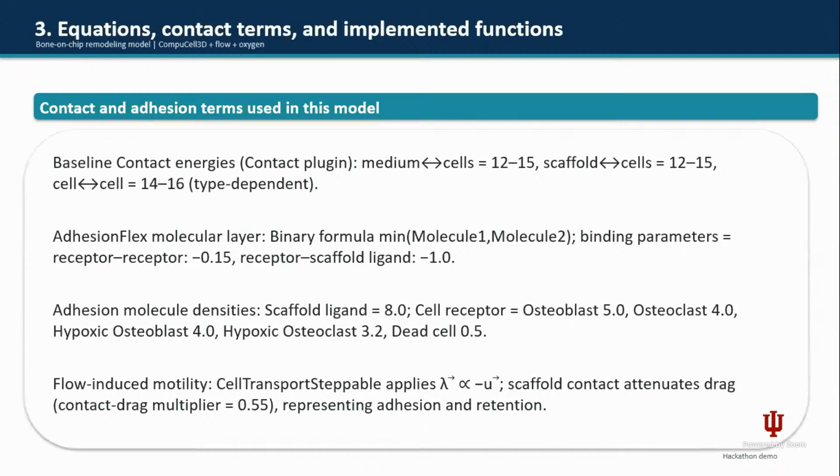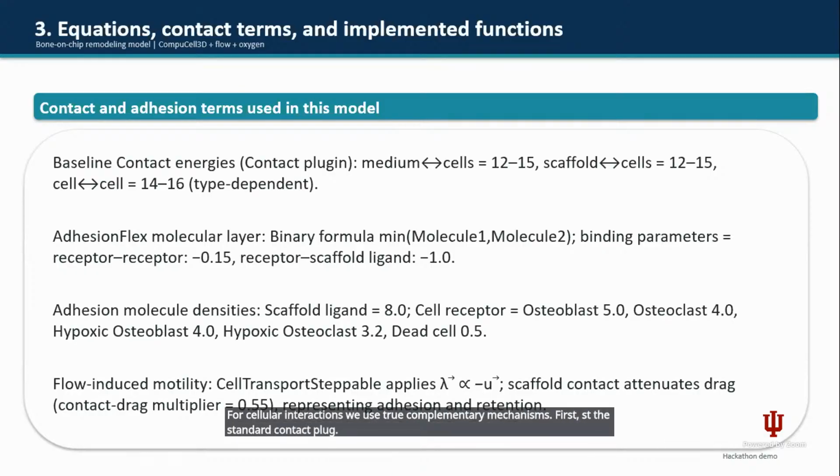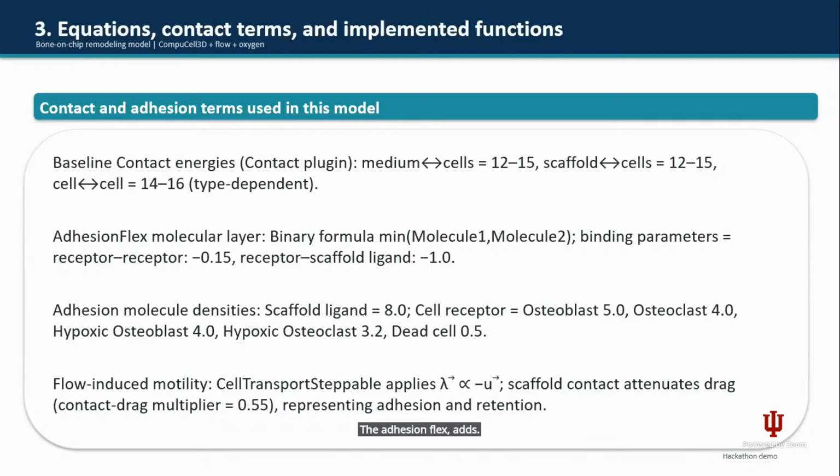For cellular interactions, we use two complementary mechanisms. First, the standard contact plugin defines baseline interfacial energies between cells, medium, and scaffold. The adhesion flex adds an explicit receptor-ligand adhesion layer. Finally, when a cell is touching the scaffold, its flow-induced drag is reduced. This represents mechanical retention due to scaffold contact and adhesion.